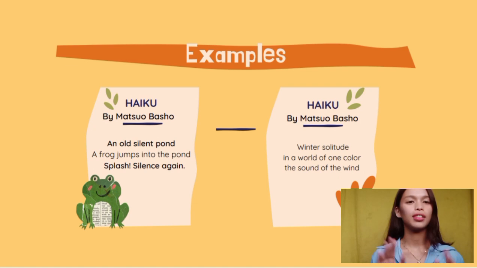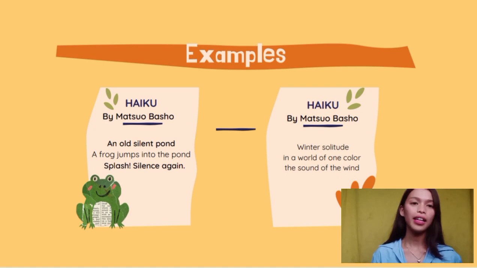So in the second example, we have: the winter solitude, in a world of one color, the sound of the wind. So it is also an example of a haiku poem because it has three phrases. The first phrase we have 5 syllables, the second phrase we have 7 syllables, and the third phrase, the last phrase, we have 5 syllables. So it has a 5, 7, 5 syllables pattern.